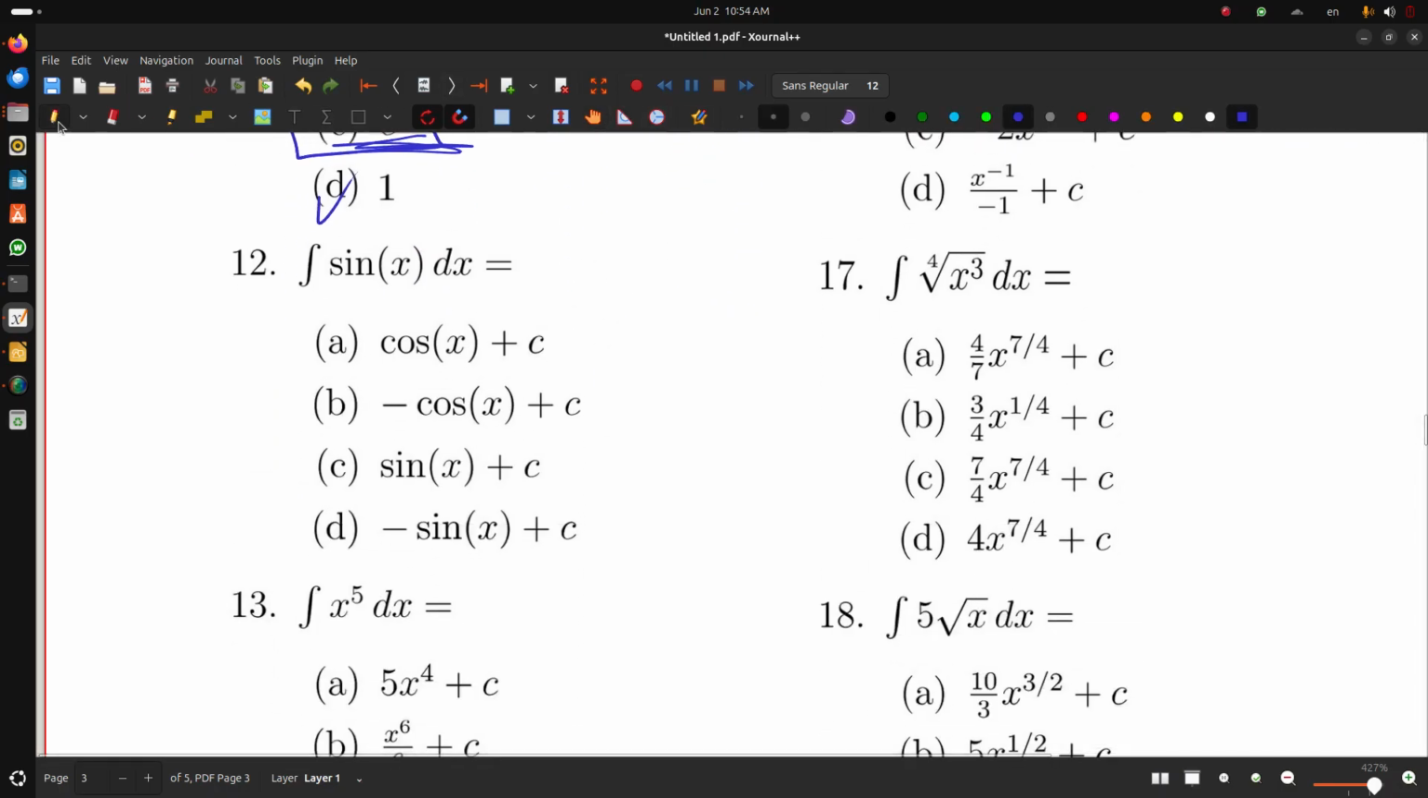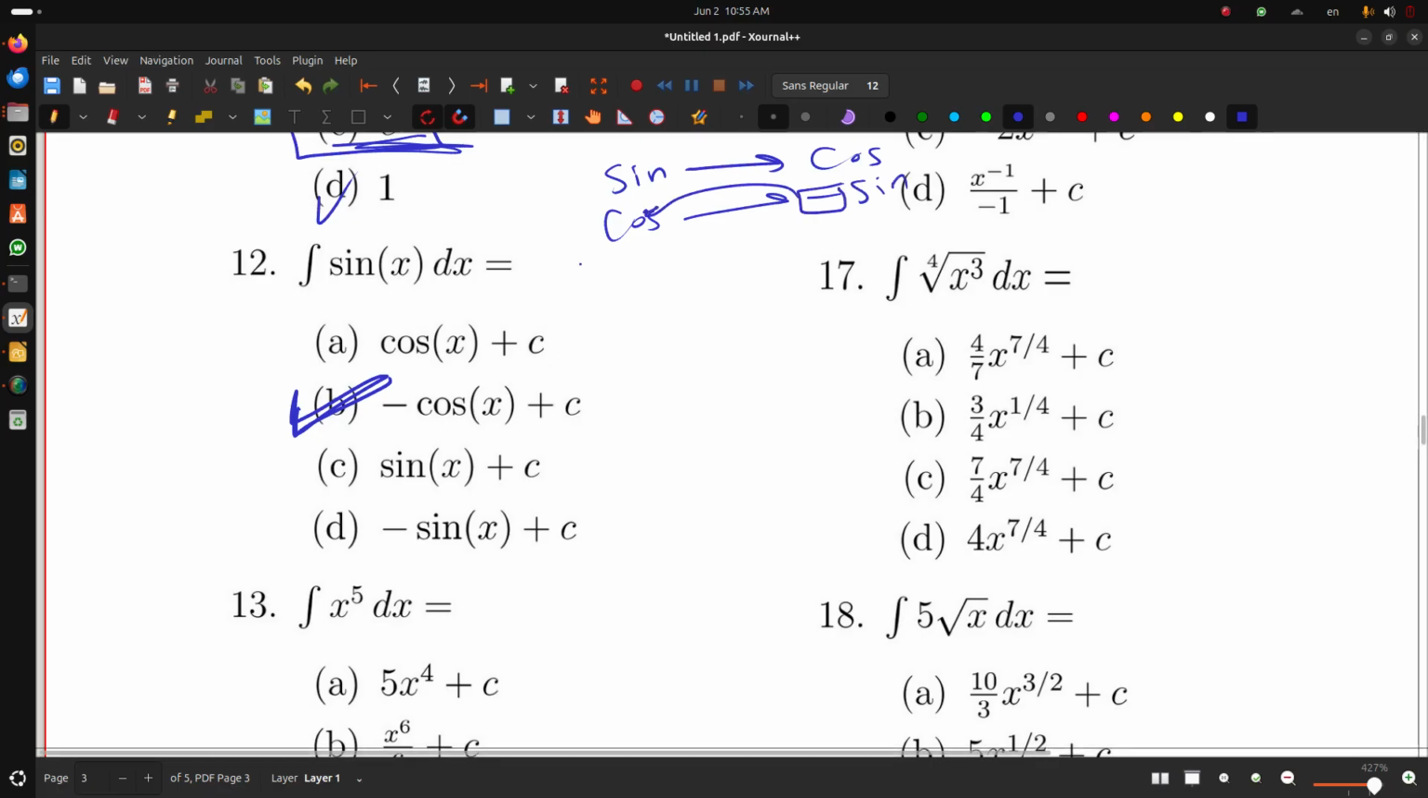integration of sine. What are the things that if you get its derivative, it will be sine? I know the derivative of cosine is negative sine, so if I need it to only be sine, it will be negative cosine. You have to remember, the derivative of sine is cosine, the derivative of cosine is negative sine. So if you need only a sine, you will put this negative here, so it will be negative cosine plus c.